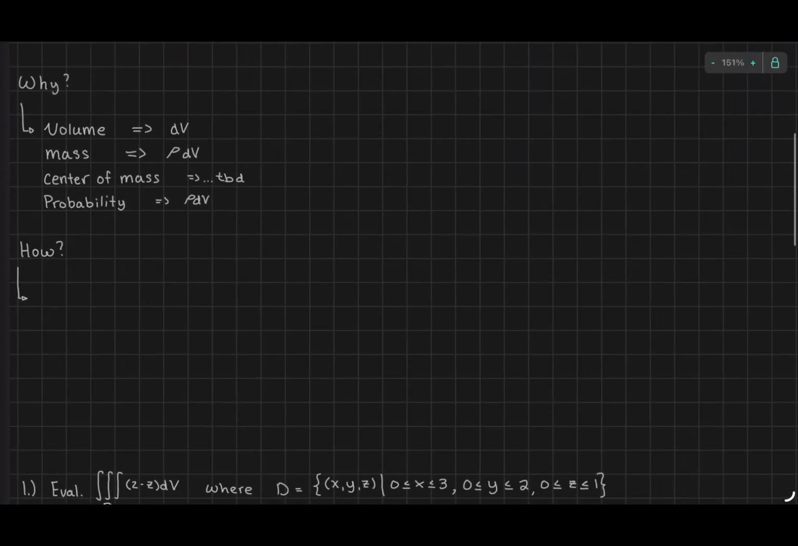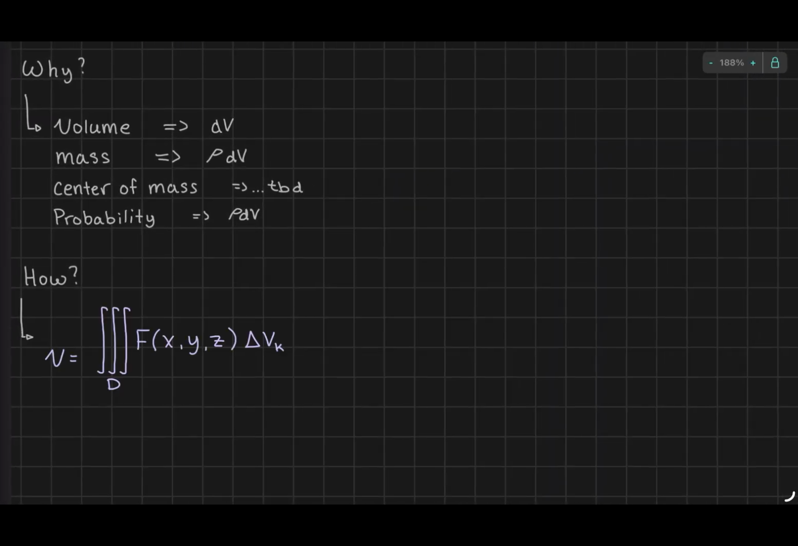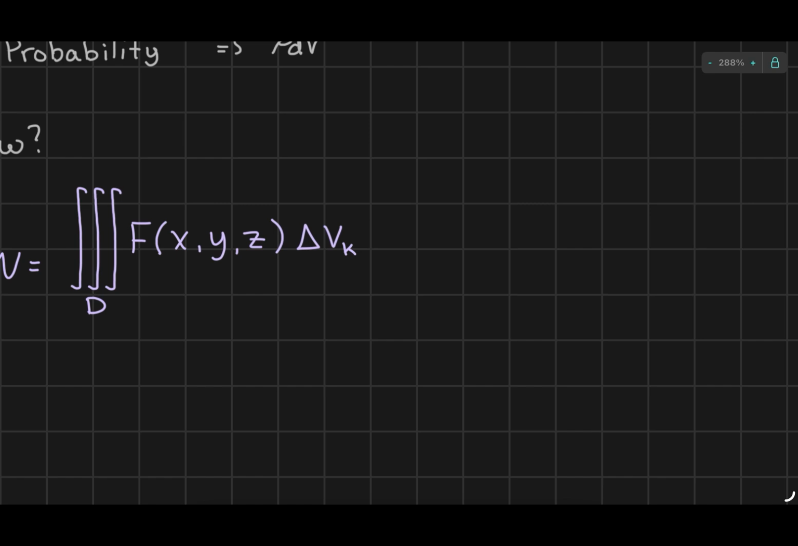So I guess the how now is, what's the formula here? Well, it's exactly what I had up there. We're going to have the volume is equal to the triple integral of f of x, y, z over the domain D. And this is going to be, instead of a delta Vk, a dV.